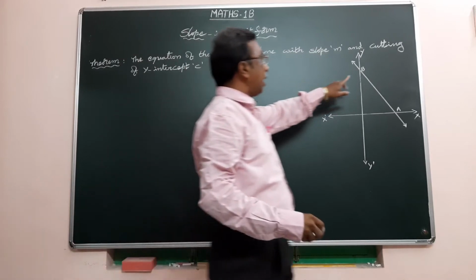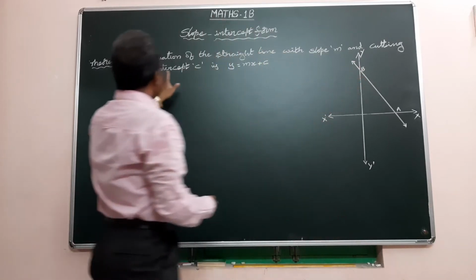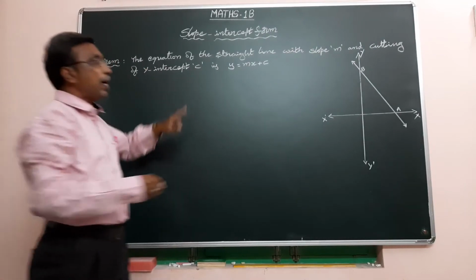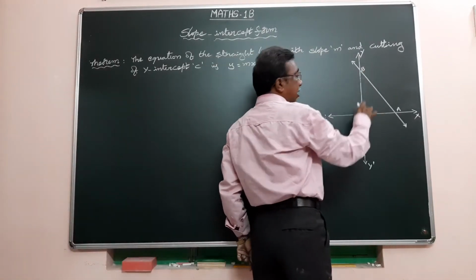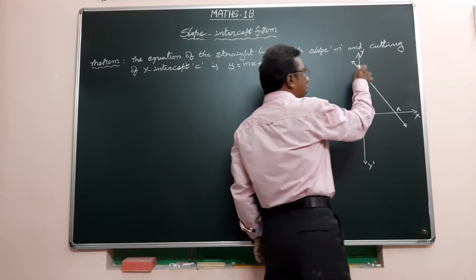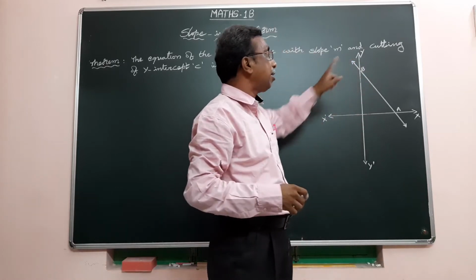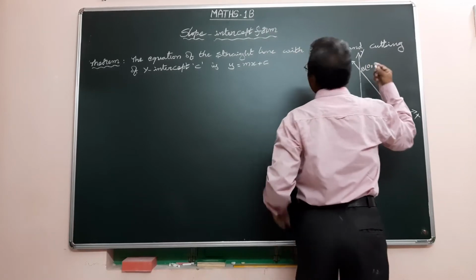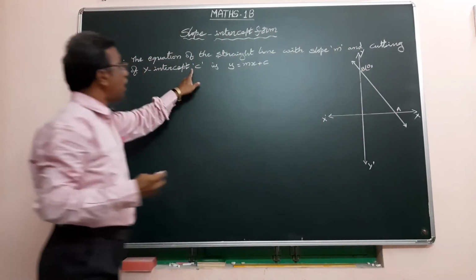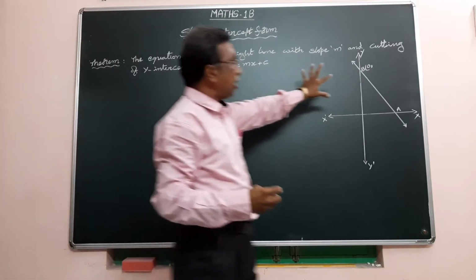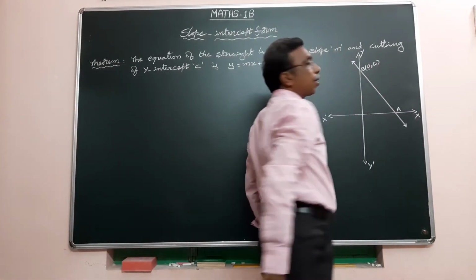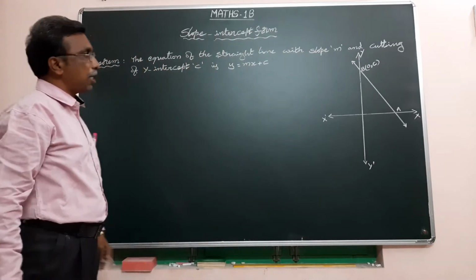So B lies on the y-axis, and the y-intercept is c, meaning this distance is c units. This point lies on the y-axis, so x equals 0. So the coordinates are 0 comma c. B is (0, c).